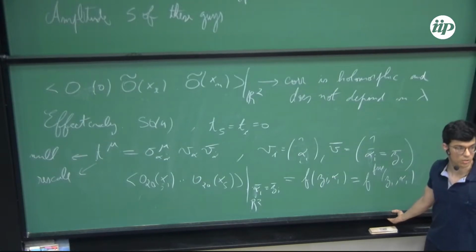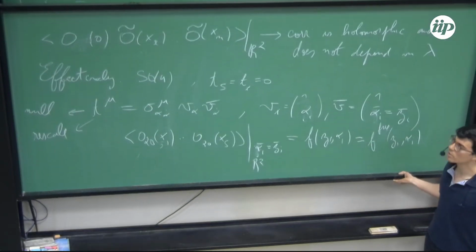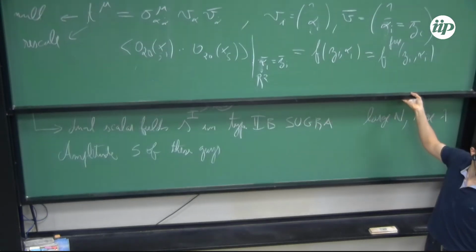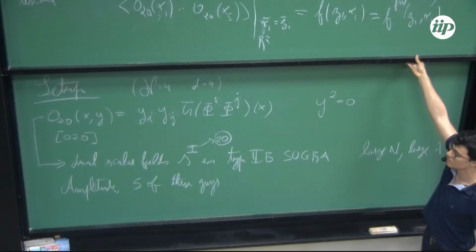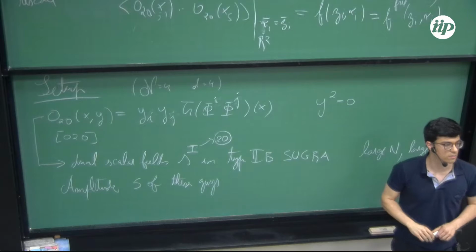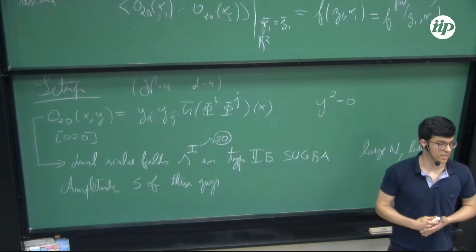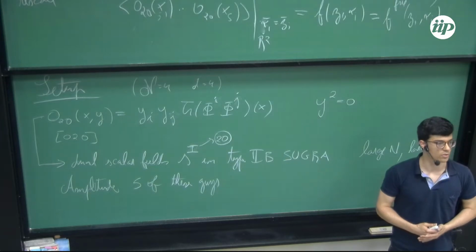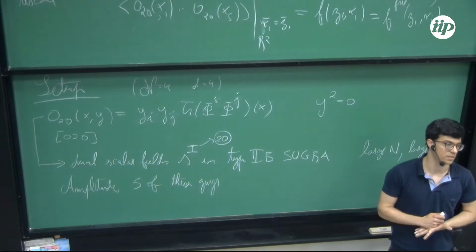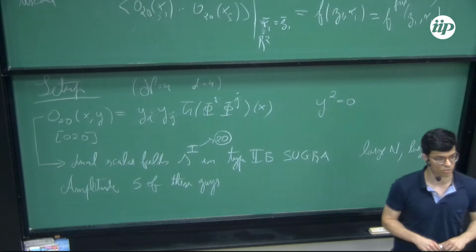This is not as strong. Up to 4 points, it was equivalent to imposing the superconformal Ward identities, but at 5 points, it's not. But this is at the moment the best we know how to do. So it would be interesting to understand how to impose the full superconformal Ward identities, because that would in principle impose stronger constraints.